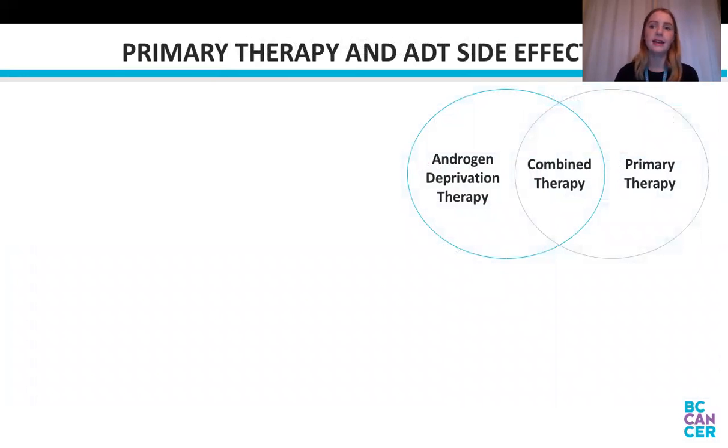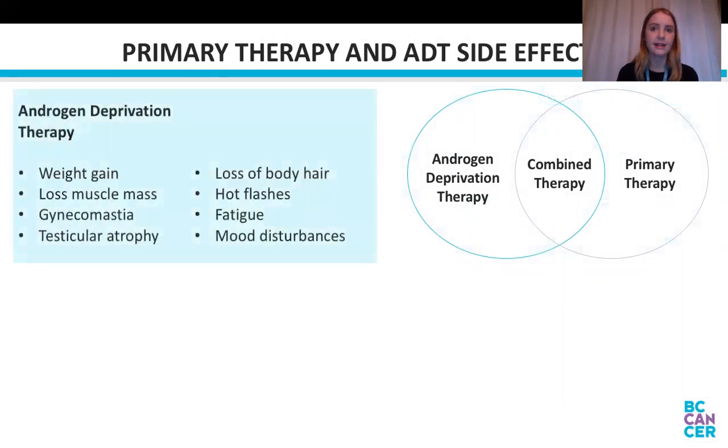Now, ADT can cause a number of side effects. Looking just at hormone treatment side effects, this can include weight gain, loss of muscle mass, gynecomastia, or gaining fat in the breast tissue, testicular atrophy or genital shrinkage, loss of body hair, hot flashes, fatigue, lack of initiative, and sometimes mood disturbances. Now, we'll go over each of these side effects in detail in this presentation, and we'll talk more about how to manage them.